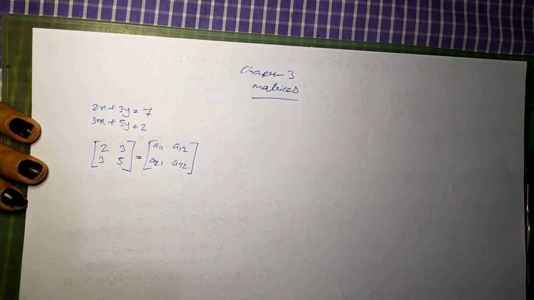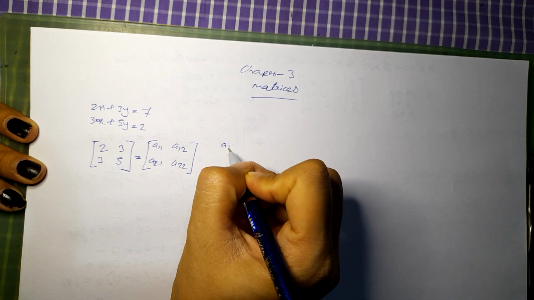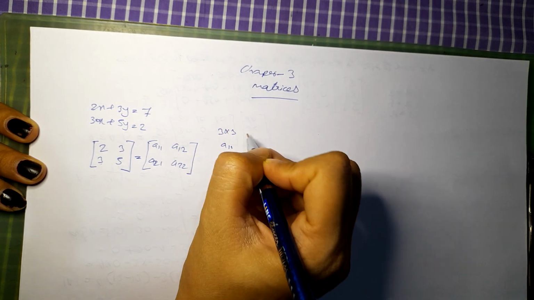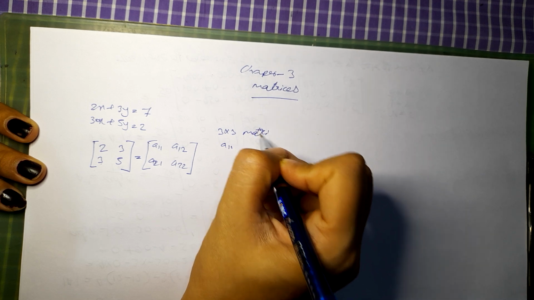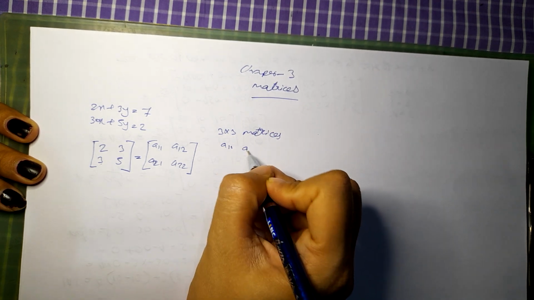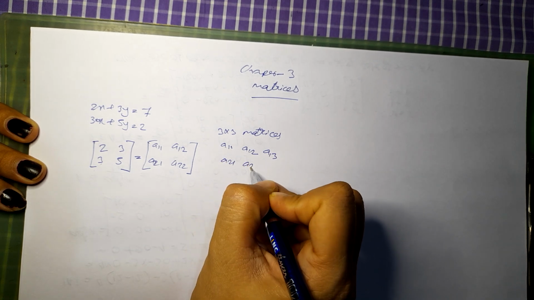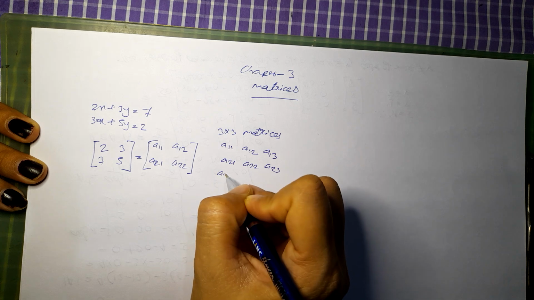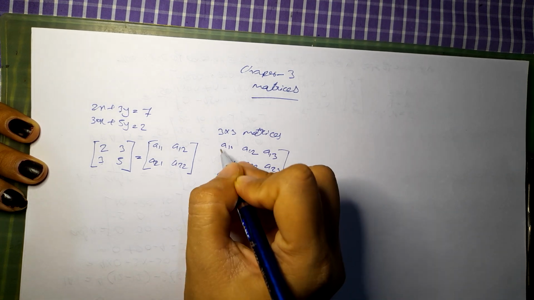This is the matrix representation. It can be a 3 cross 3 matrix also, it can be a 4 cross 4 matrix also. We are going to deal only up to the 3 cross 3 matrix. If it is a 3 cross 3 matrix, how are you going to write it? A11, A12, A13, this is the first row, A21, A22, A23, A31, A32, A33. So this is the 3 cross 3 matrix.